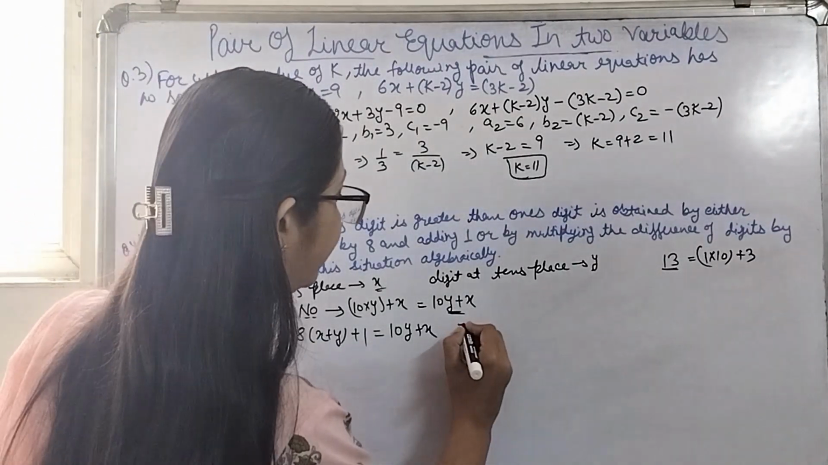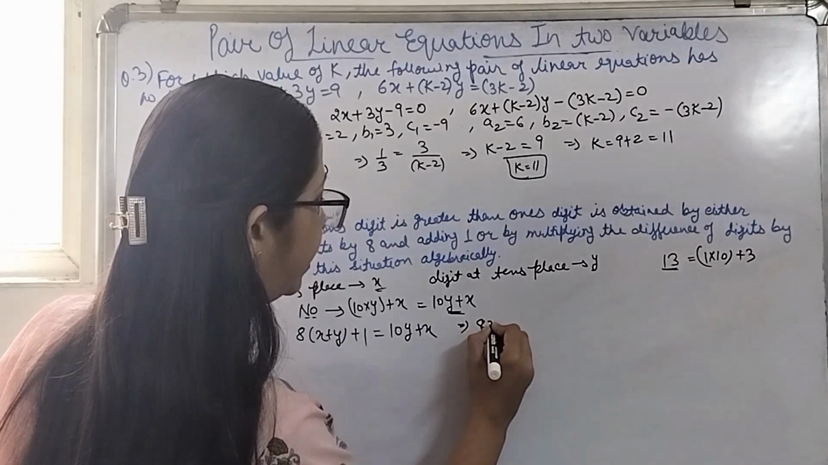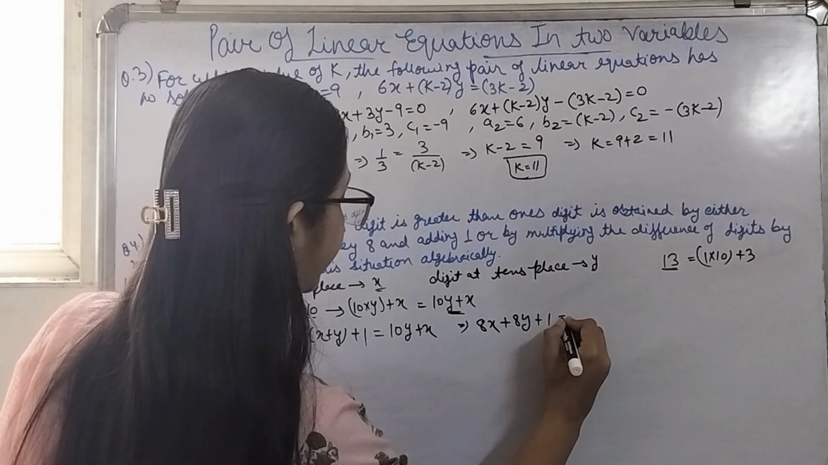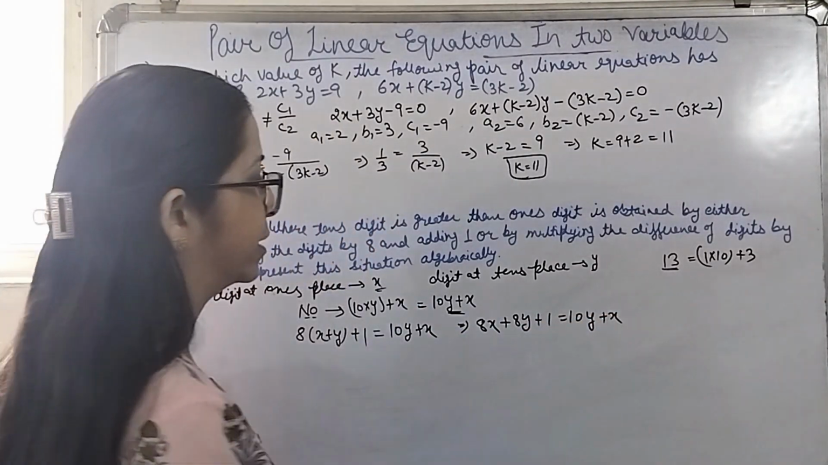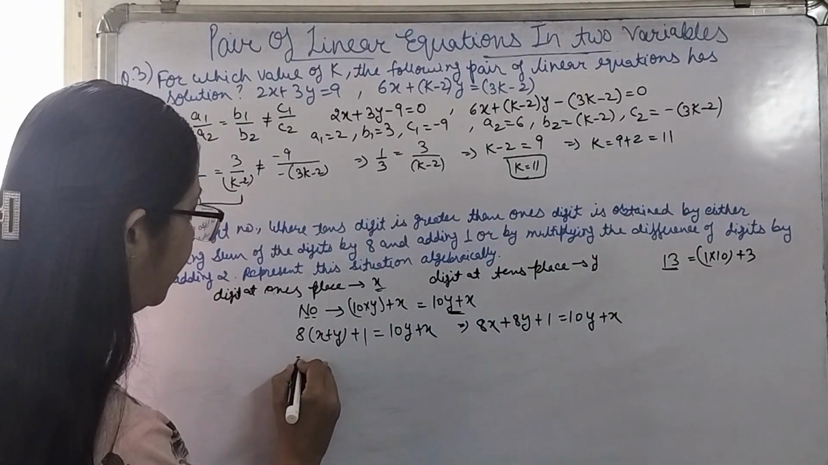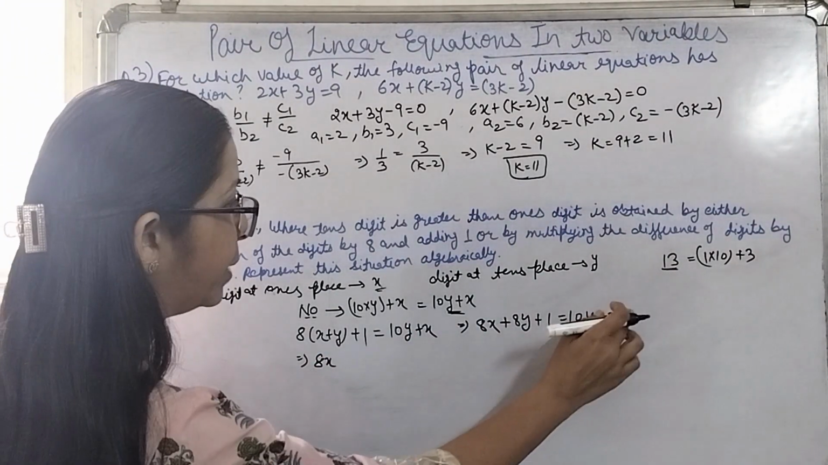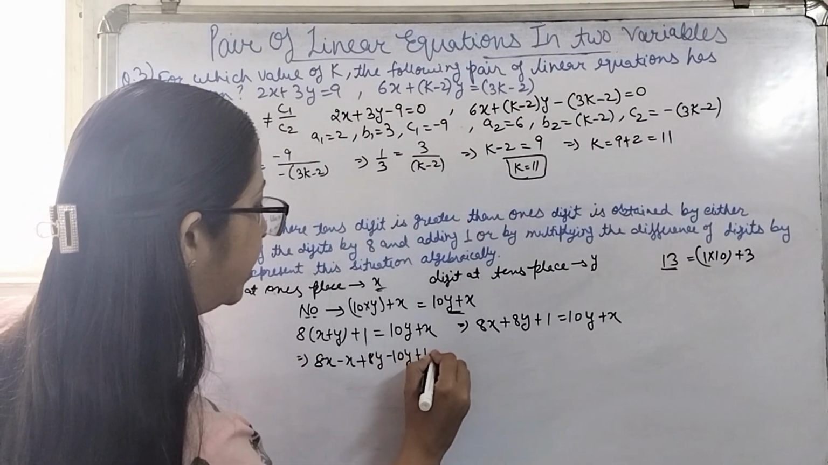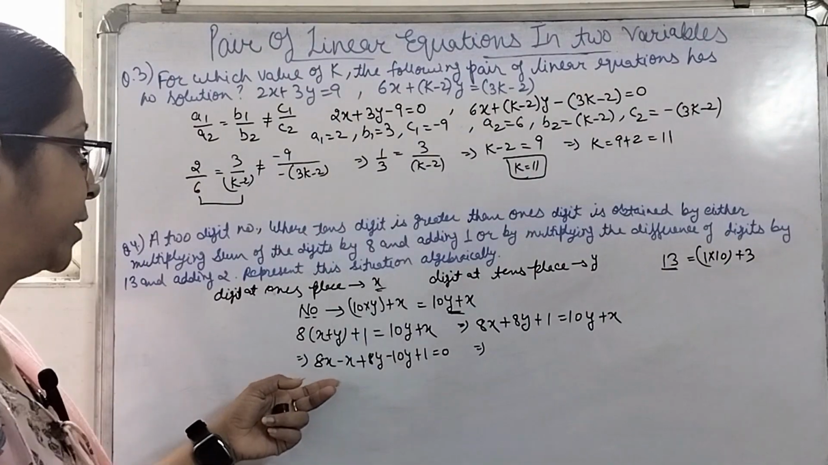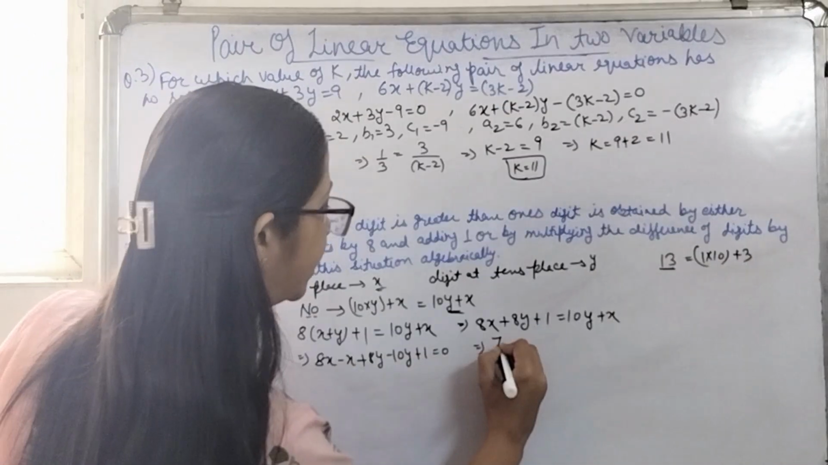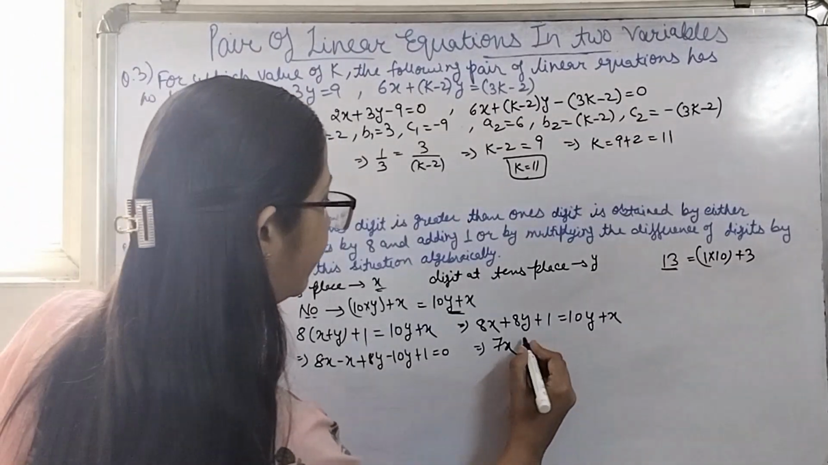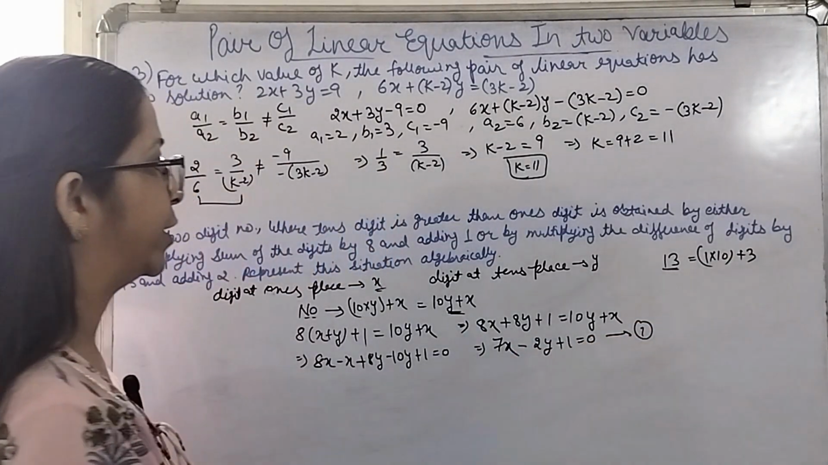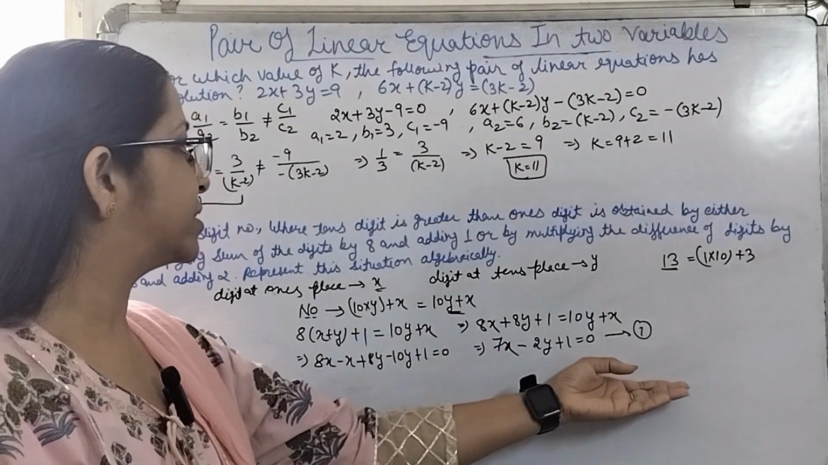Now if we solve it further, we will get 8 multiplied by x, 8x plus 8y plus 1 is equivalent to 10y plus x. If we solve it further, it will become 8x minus x plus 8y minus 10y plus 1 equivalent to 0. And if we solve it further, 8x minus x will become 7x, 8y minus 10y will become minus 2y, plus 1 equivalent to 0. This is one of the equations. This is the equation we have represented algebraically.